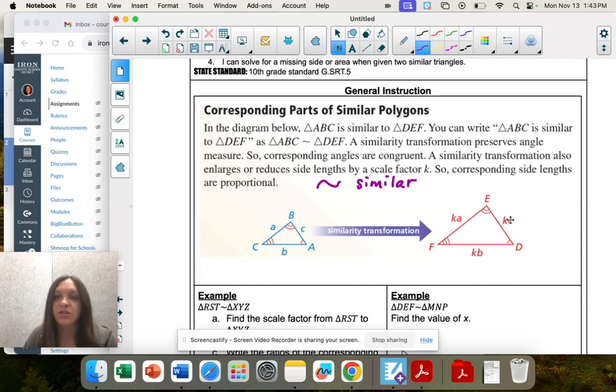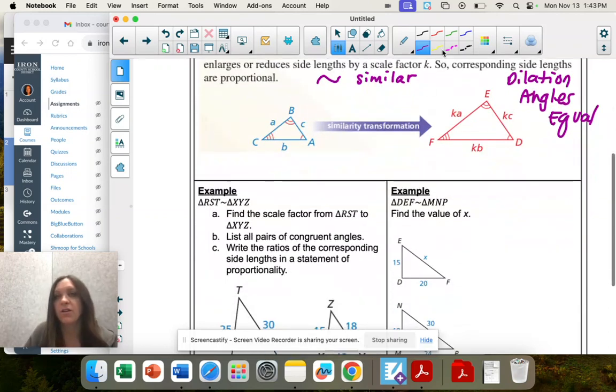And a similar transformation is what we were just doing. It's a dilation. Okay, the angles are equal. And the sides have all changed by the same scale factor. So what we just did, we dilated stuff. We were making similar images. So the big difference here is our side lengths are proportional.